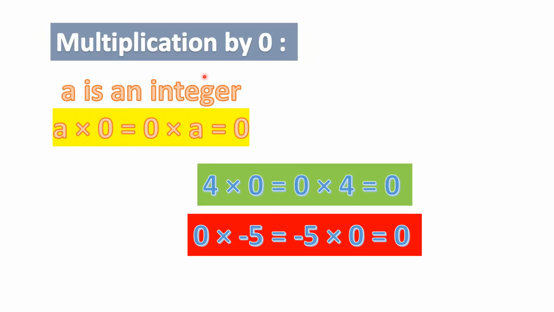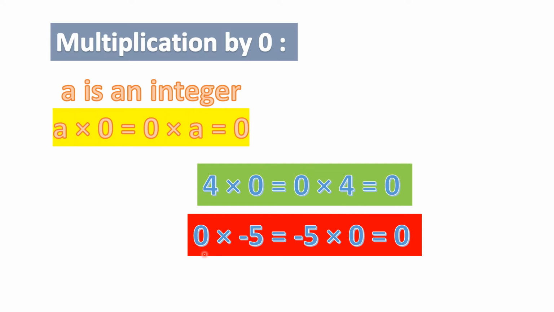Now the next one is multiplication by 0. Multiplication by 0 means what? When you multiply any integer with 0, you get 0. Okay, that is what multiplication by 0 is. Now look here, a is any integer. You multiply a into 0 or 0 into a, you'll always get 0. Likewise, let's look at some examples. If I take 4 into 0, what is 4 into 0? 0. What is 0 into 4? That is also 0. So you multiply any number with 0, you will get 0. Right? That is what multiplication by 0 is.